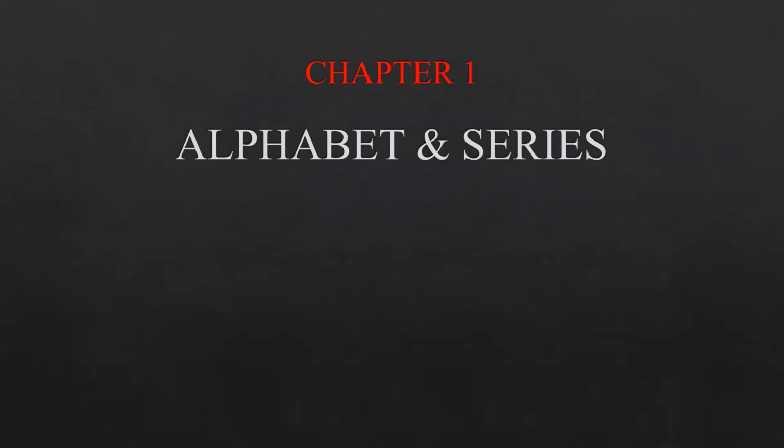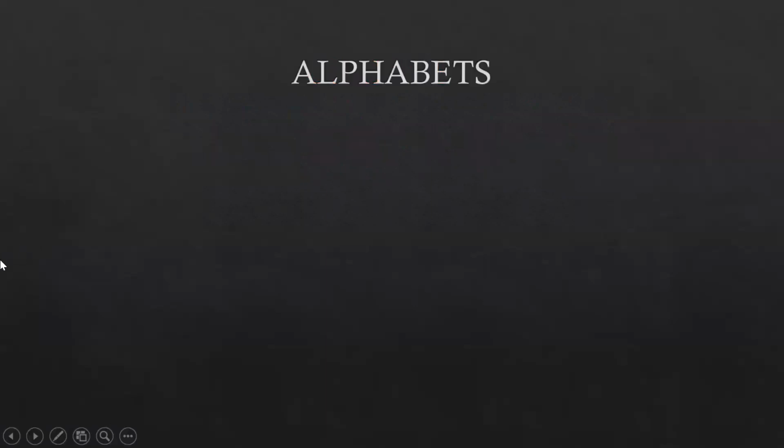So in logical reasoning, at first we will start with chapter 1, that is alphabet and series. In alphabet and series, we will start with alphabets first. In alphabets, we have to study two things here. First, we have to study the place value of any alphabet, and second, we have to study the opposite of letters. For any alphabet, what is its opposite alphabet?